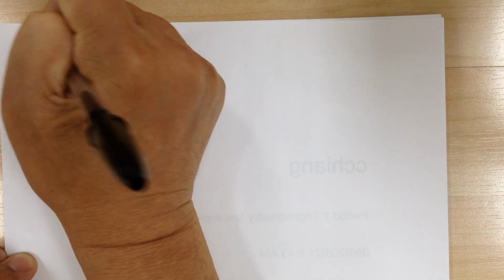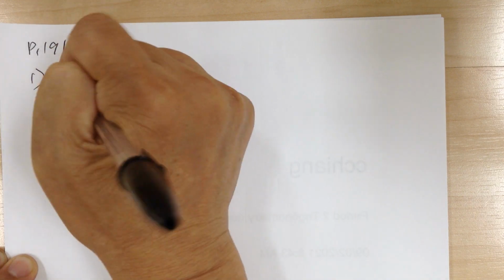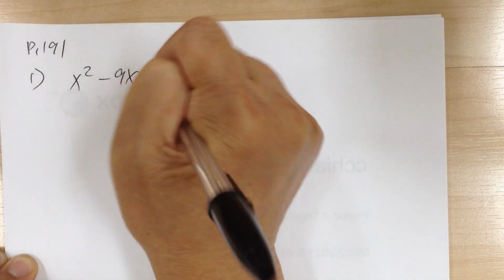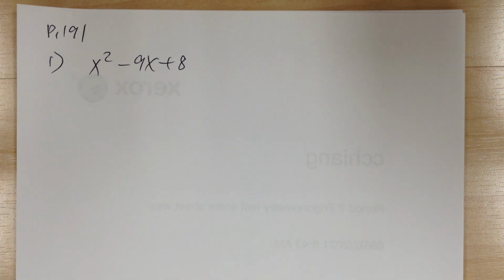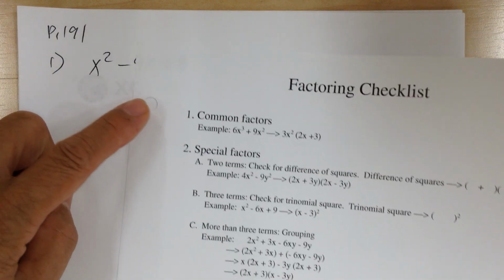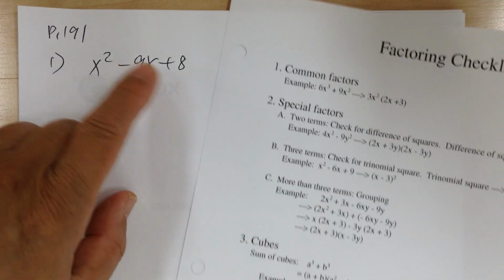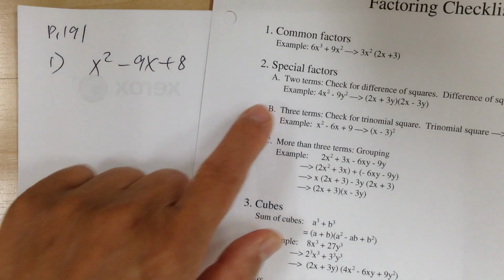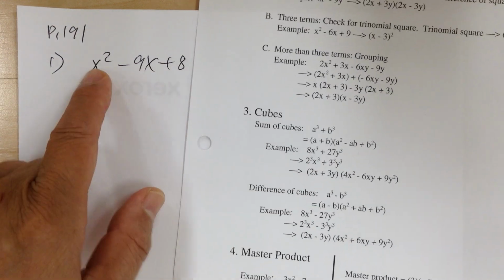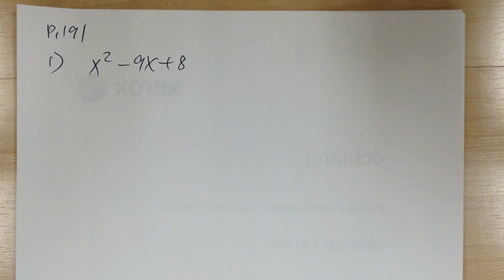Let's go to page 191, start with number 1. Got x squared minus 9x plus 8. So go through the checklist. Step 1, common factor, nothing to factor. Step 2, 3 terms, check for perfect square. This is not a perfect square, so this is not it. Step 3, cube, this is not a cube, so go to step 4, master product.